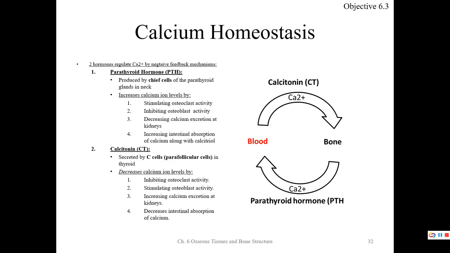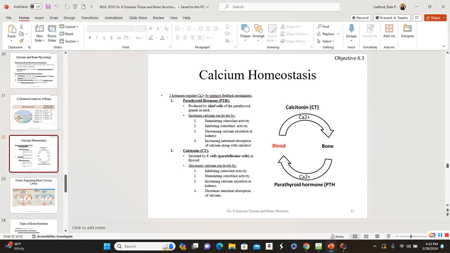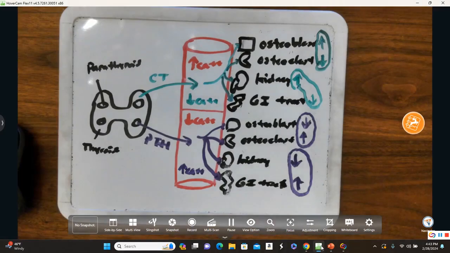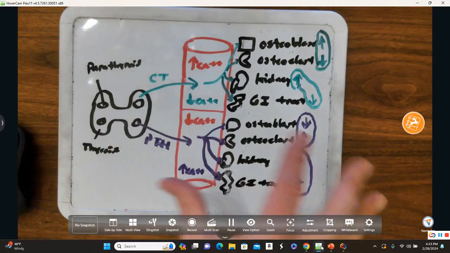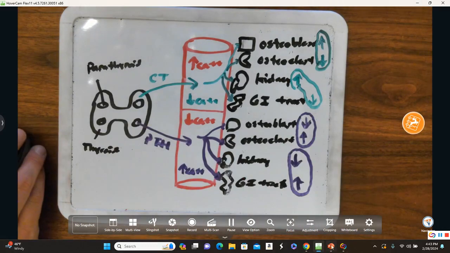Calcitonin is secreted by C cells, sometimes called parafollicular cells. They decrease calcium ion levels by inhibiting osteoclasts, stimulating osteoblasts, increasing calcium excretion in kidneys, and decreasing intestinal absorption of calcium. So basically, the big thing you want to do is be able to draw this out. If you can do this, you get it. You'll get these pretty quickly if you can do this little sketch. Okay.